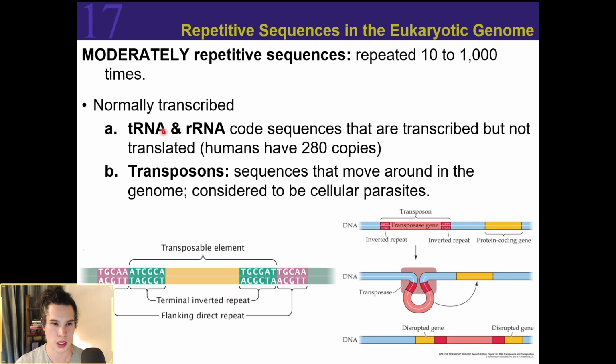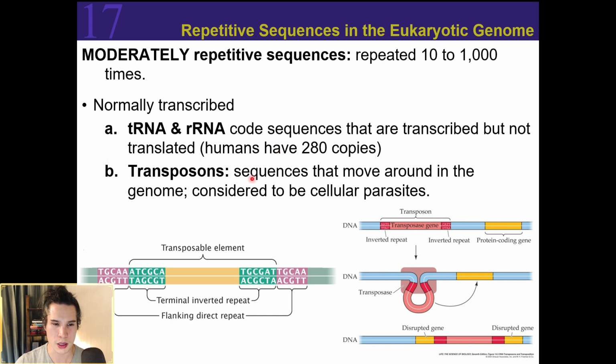We know that tRNA has the function of carrying amino acids to the ribosomes for translation, and we know that rRNA is going to be the substance that composes the majority of our ribosomes, which again, is machinery, not necessarily coding. So transcribed but not translated. So these are going to be code sequences that are transcribed but not translated.